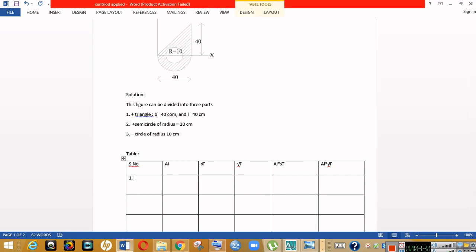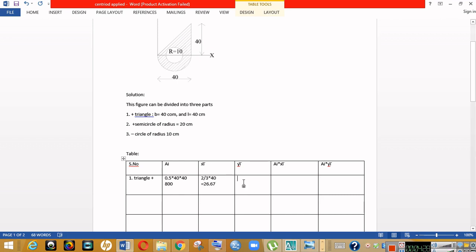Now first is the triangle. The triangle is added here. The area of this triangle is half into base into height. Base is 40 and height is 40, so that is 40 into 40 by 2, which comes to 800. Now xi is the centroid in the x direction of this triangle. We are moving from the apex, so it is always given from the apex. We have to write 2/3 of the base distance. Base distance is 40, so 2/3 of 40 comes out to be 26.67.